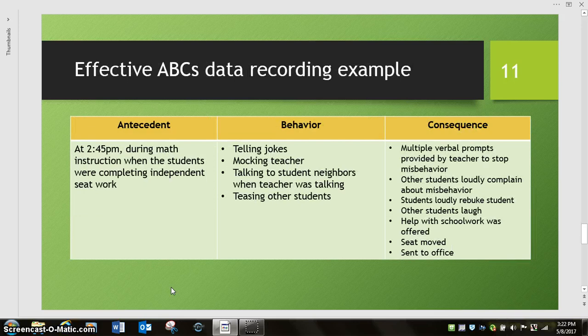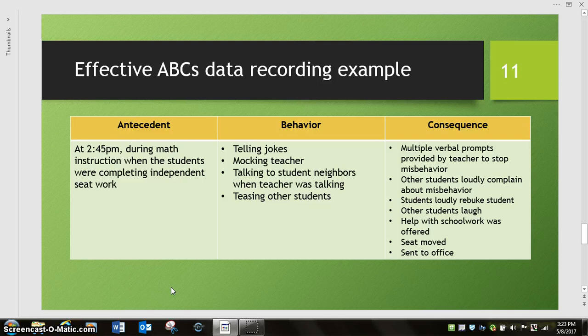So here would be a more effective way of recording that same data from the scenario. You indicate the time: during math instruction, the students were completing independent seat work. The behavior remains the same, but the consequences are also written up in more detail about what was happening after the behavior.